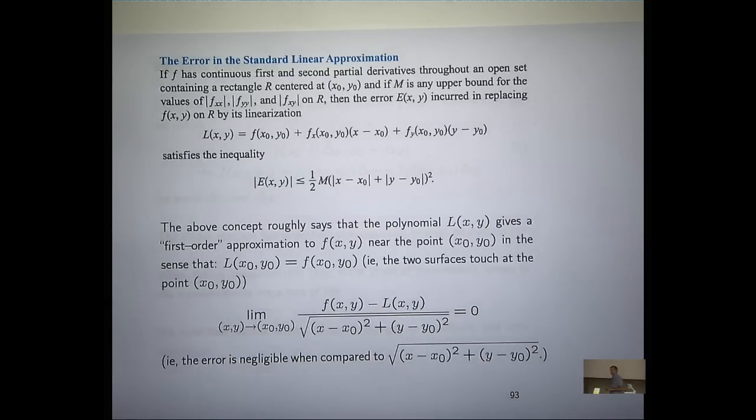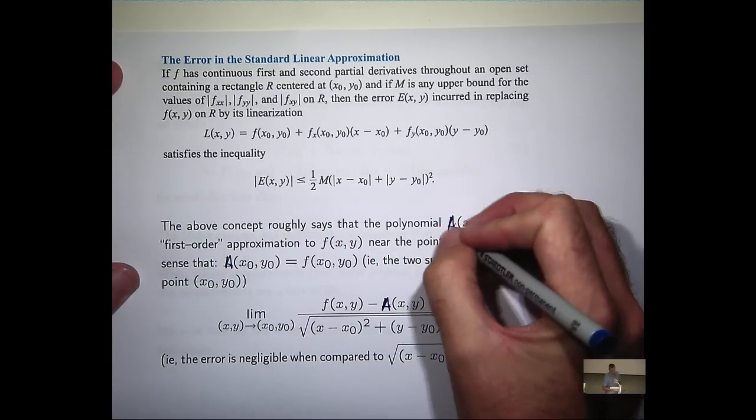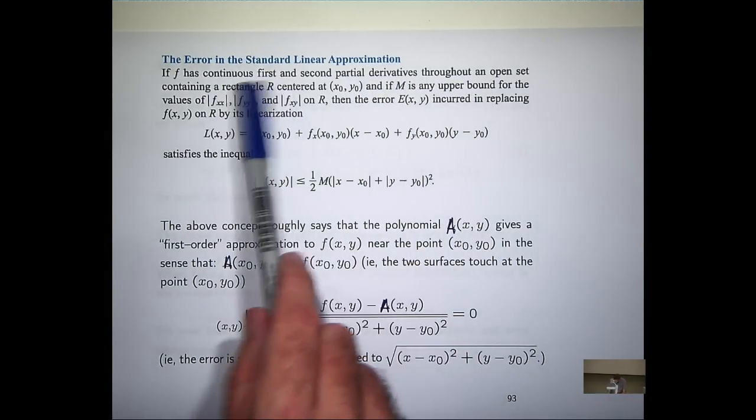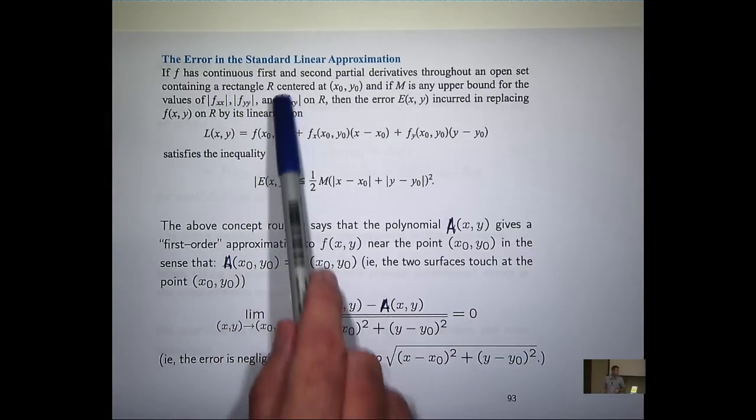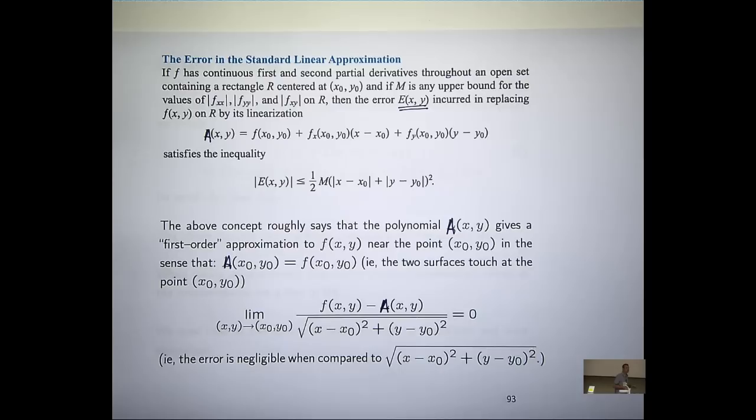I'm going to change this to an A. Now the first question is, how good of an approximation is it? This slide's about the standard linear approximation. So if f has continuous partials up to the second order, and we have some sort of rectangle centred at our point of interest, and M is a bound on these, so in other words, these are less than or equal to M, then the error, defined by this function E, between the function f and its linear approximation, which I've changed to big A, is less than or equal to this.